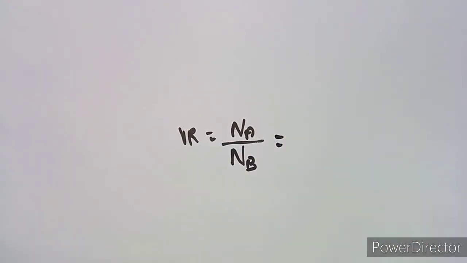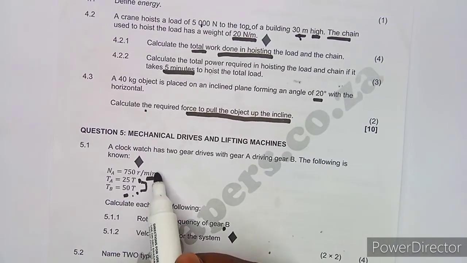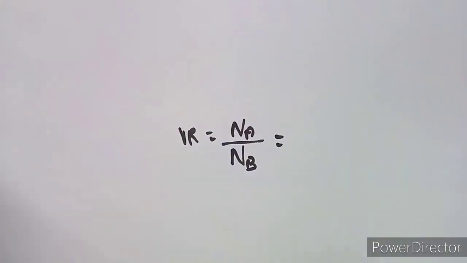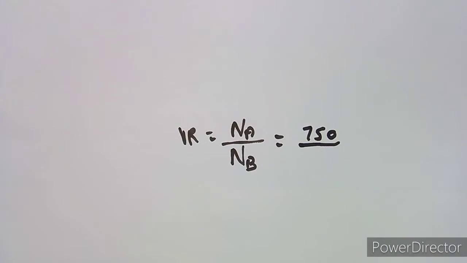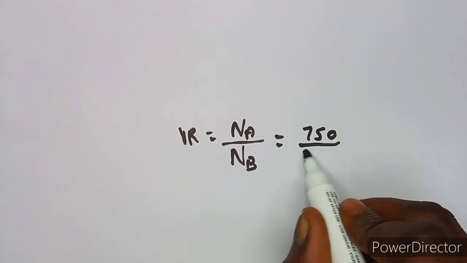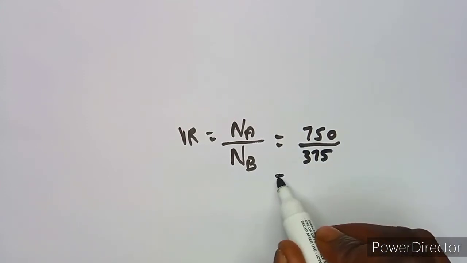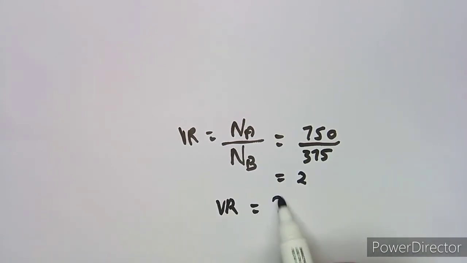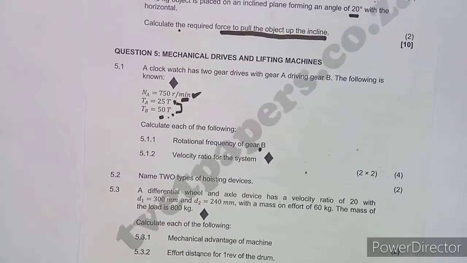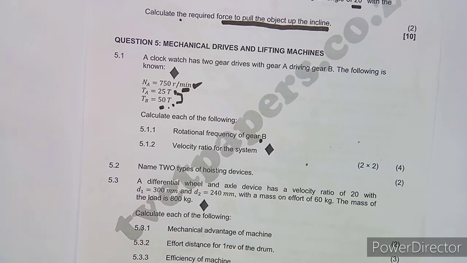The driver, we're given a rotational frequency of 750 revs per minute, so it's going to be 750 on the driver. The driven is the one that we calculated previously. If you still remember, we obtained 375 for NB, the one that we calculated first. So it's going to be 2 again, which means the velocity ratio will be 2:1. This is what is important, that the velocity ratio is given as a ratio like that. You must remember that you are working with a ratio, so your answer is going to be in that format.